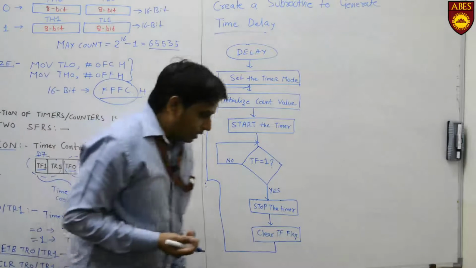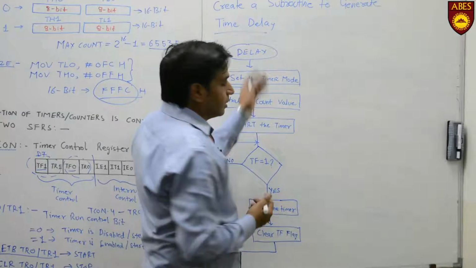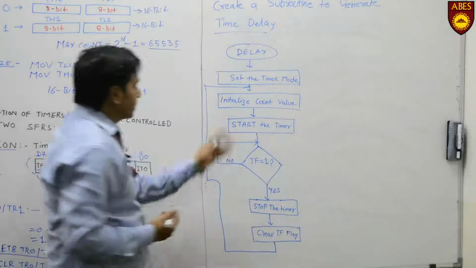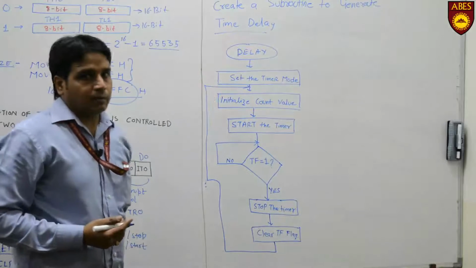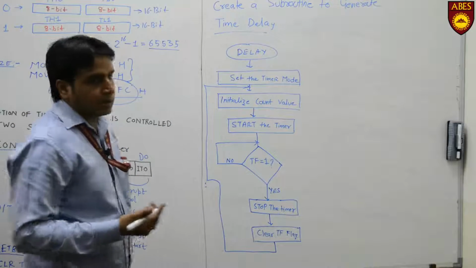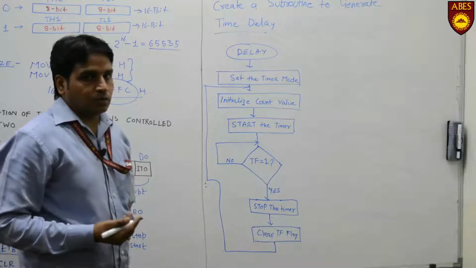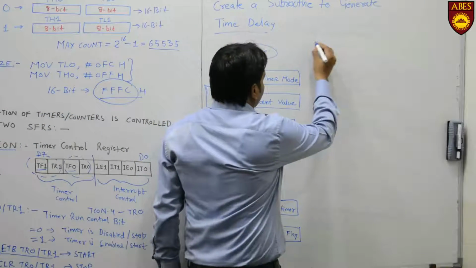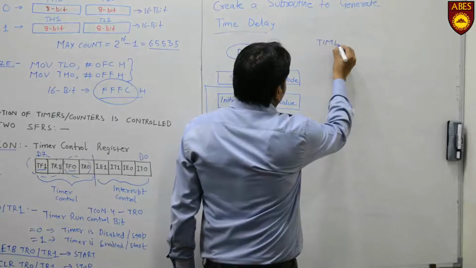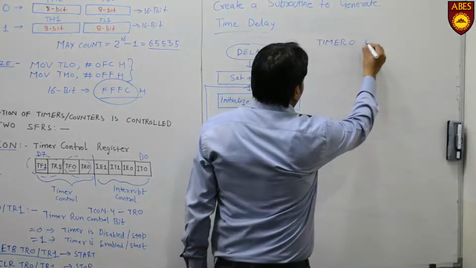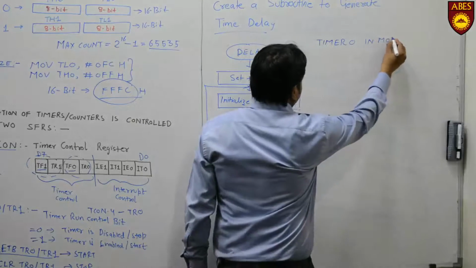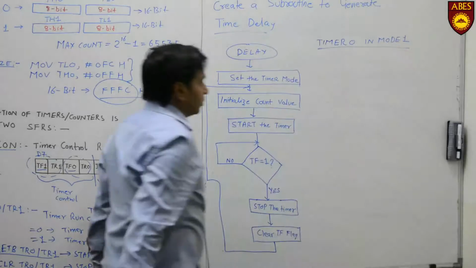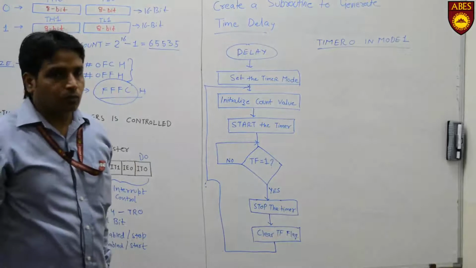So we will see how we can write the assembly language program. We can directly derive the program with the help of this flowchart. The first step is setting the timer mode. First we have to decide whether we want to use timer 0 or timer 1, and in which mode. Suppose I decide I want to use timer 0 in mode 1. I am taking the case of using timer 0 in mode 1.